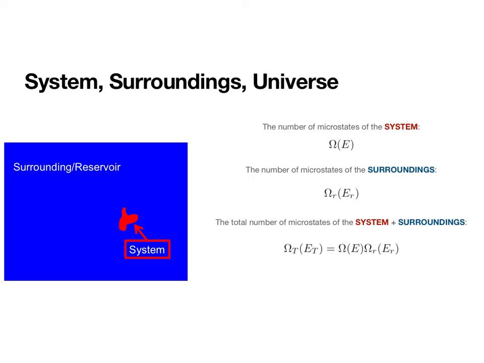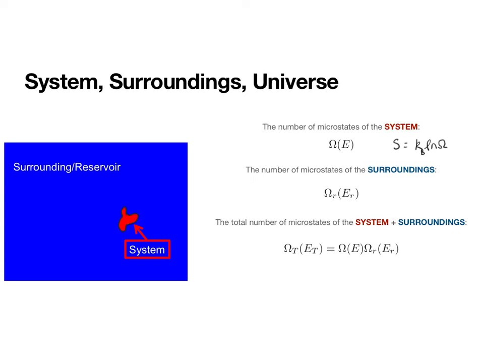Okay, so let's think system, surroundings, and universe. Our number of microstates of our system is given by omega, which is a function of energy. And so S of the system, we don't give a subscript, is k_B log omega. The system is this thing that we are interested in.